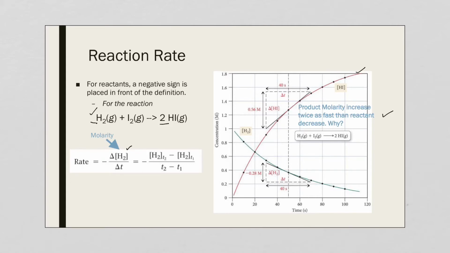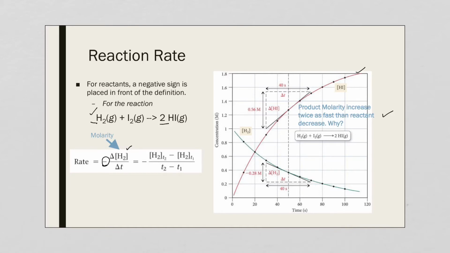Also, I'll point out the negative sign here. We have a negative sign here because we're looking at a reactant, and that reactant is decreasing. So if I go and do my math here, notice when I do my change, it's final minus initial, right? Anytime we calculate a delta, it's always the final minus the initial. So we have our concentration at time 2 minus our concentration at time 1. And again, we have our final time minus our initial time. So we get our change in time.